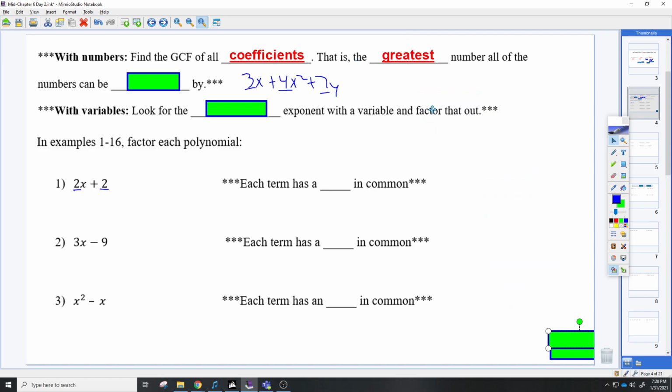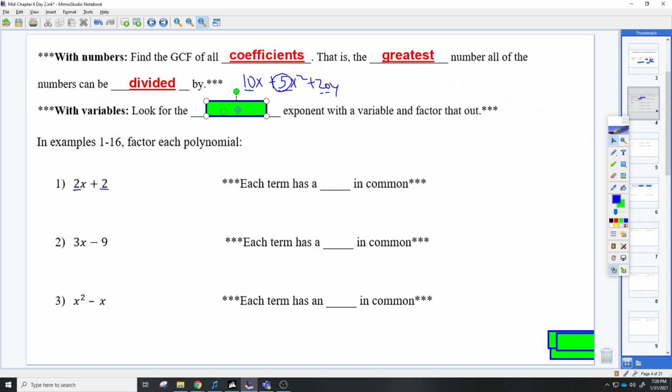What does that mean? You're going to find the greatest number that all of the numbers there can be divided by. So this isn't a great example because with 3, 4, and 7, nothing works there for a GCF. So let's look at something that does work. What if I had 10, 5, and 20? You could find the GCF between all three of these numbers because 5 would be the one that goes into all of them.